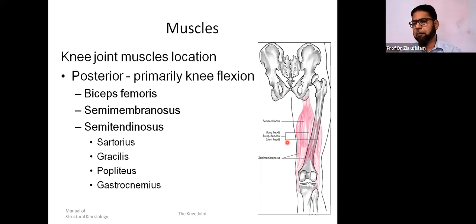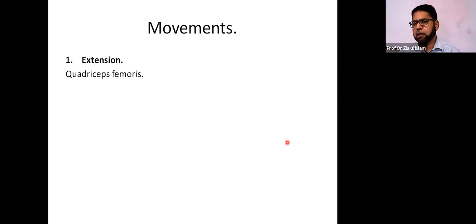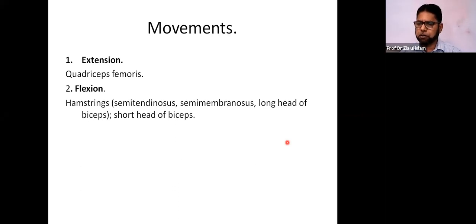Basically, the posterior part, the hamstring group, is responsible for flexion of the knee joint. The flexors are primarily the biceps, semimembranosus, and semitendinosus, supported by sartorius, gracilis, popliteus, and gastrocnemius. The role of popliteus is different, we will see that. So the knee joint's extension is done by the quadriceps, and flexion is done by the hamstrings: semimembranosus, semitendinosus, the long head of biceps, and the short head of biceps.